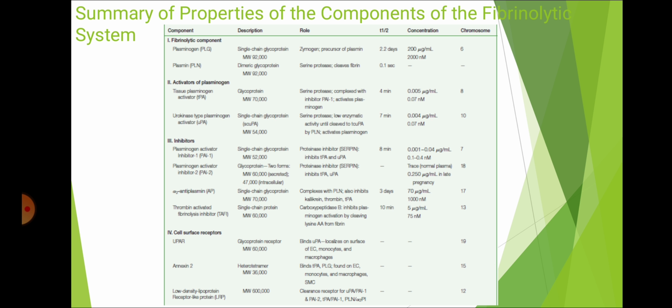Then annexin 2, which is a heterotetramer, binds to tissue plasminogen activator and plasminogen, and it is found on endothelial cells, monocytes, macrophages and smooth muscle cells. And the next is low density lipoprotein receptor like protein, LRP. Its role is as a clearance receptor for urinary plasminogen activator and PAI-1, and tissue plasminogen activator and plasminogen.